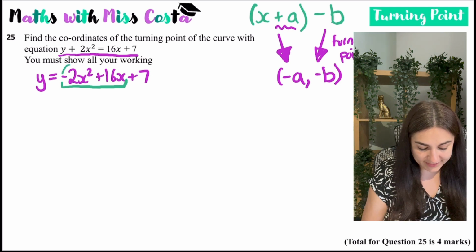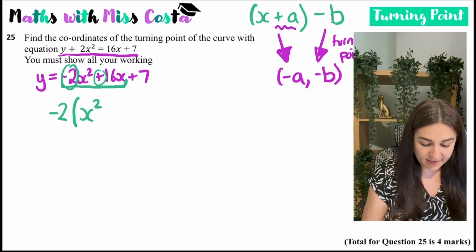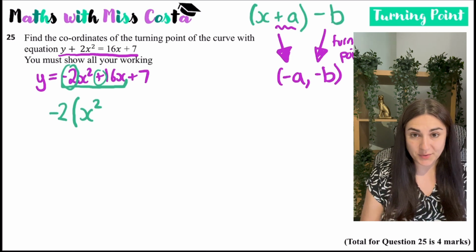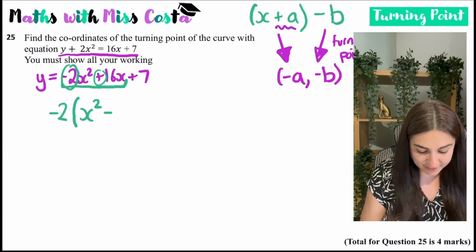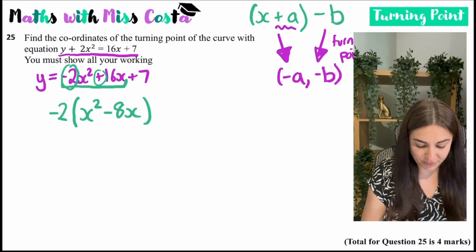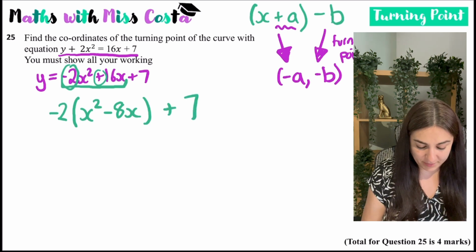And what I want to do is just factorize this negative 2 out. So if I factorize the negative 2 out, that would be x squared, but here I need to get a positive 16. So negative 2 times 8 gives me negative 16. So this is going to be negative 8x. Okay, so that's a little tricky sticking point. So I factorize that and I'm left with plus 7.